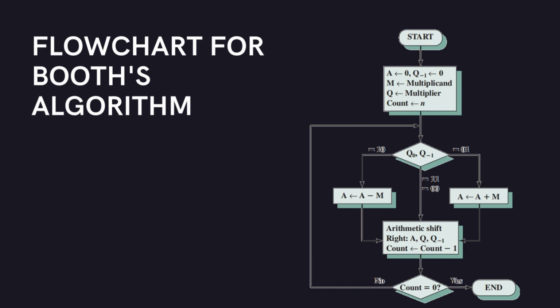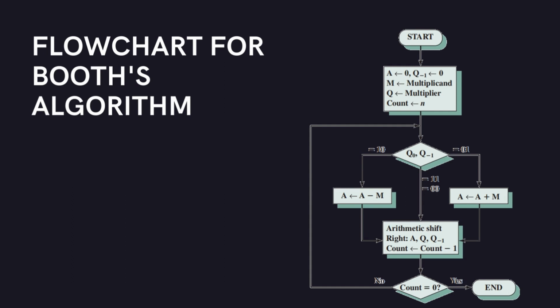Let us understand Booth's algorithm using a flowchart. As you can see, the multiplier and multiplicand are placed in the Q and M registers respectively. There is also a 1-bit register placed logically to the right of the least significant bit of the Q register and is designated as Q minus 1. The results of the multiplication will appear in the A and Q registers. A and Q minus 1 are initialized to 0.